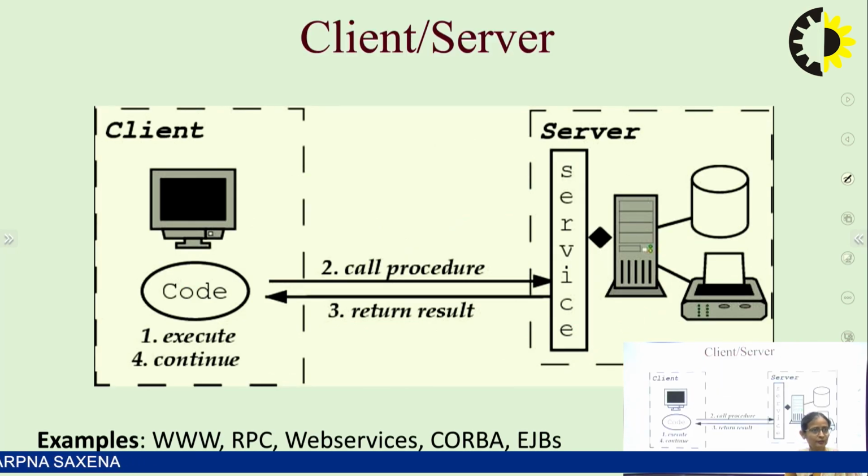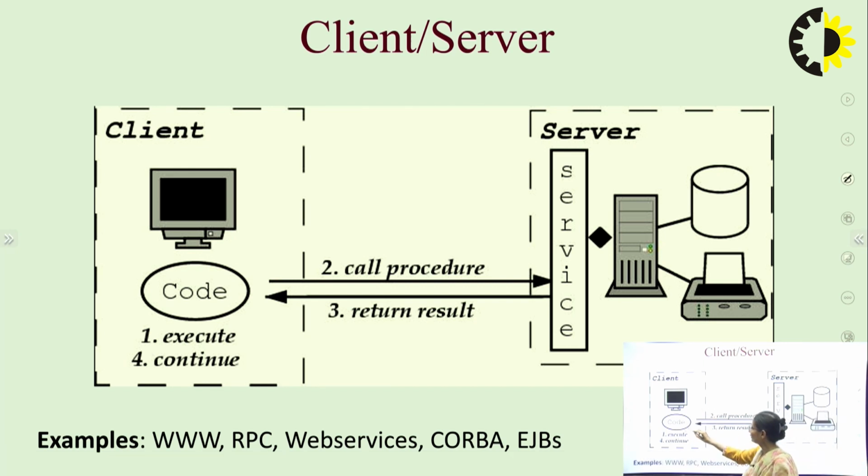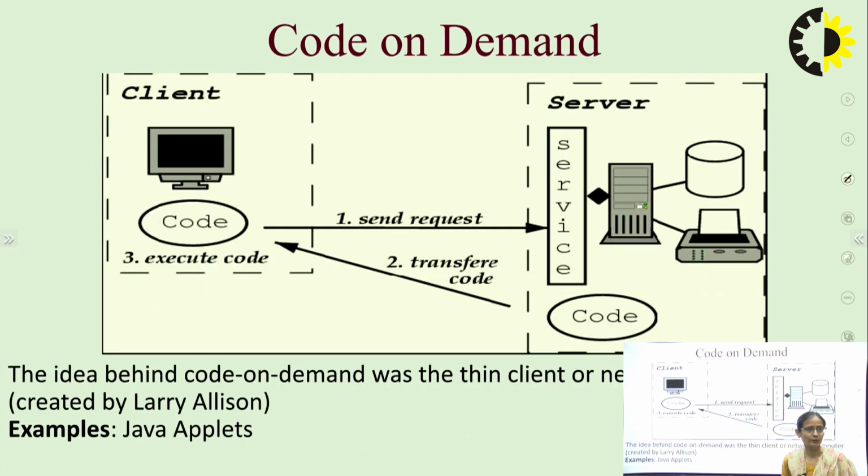So what we have seen in client server architecture is that in the client we have the code. Now this code is being executed. It will call the procedure which is available at the server side. It will do the computation, return the result to the client, and the client will continue with its execution, with its operation. Examples may be your web pages, RPCs, web services, CORBA, EJBs, and so on. In the case of code on demand, what is happening?